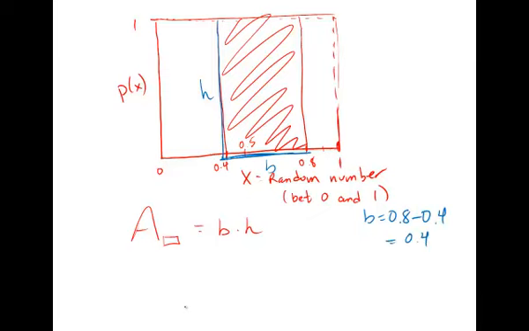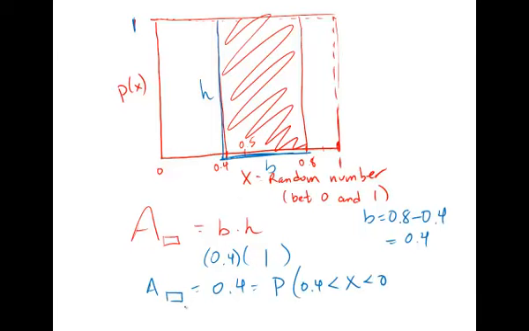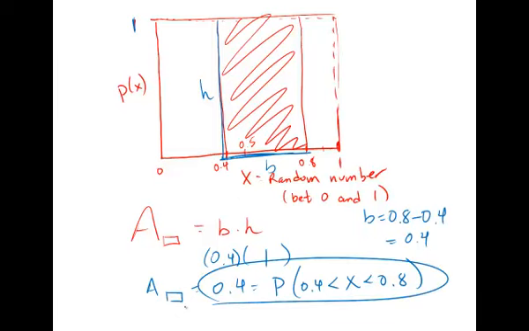which is 4/10, right? And the height of the rectangle is 1 because of that. So the area of the rectangle is the same as the probability that we're looking for. So this is an example of a continuous probability distribution. So that's the answer to the question.